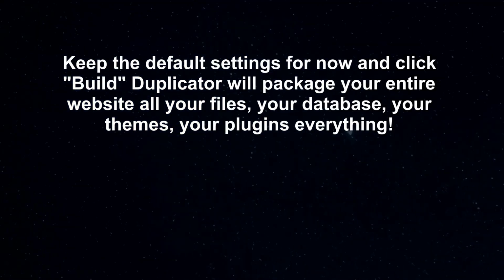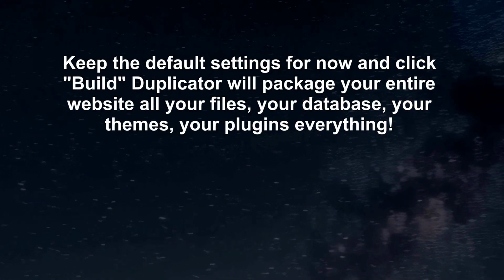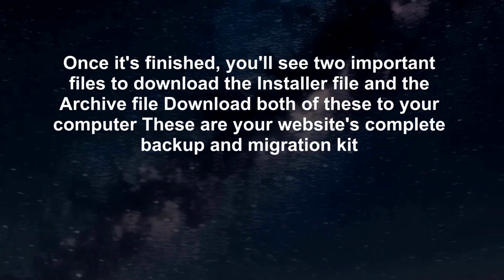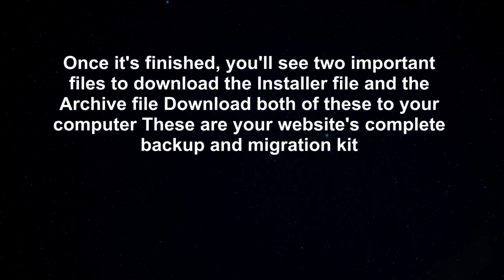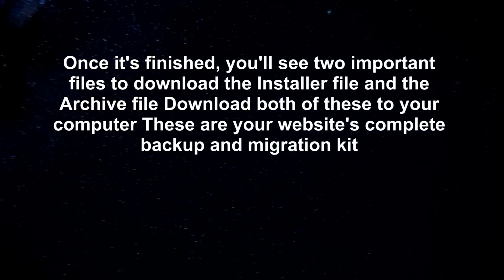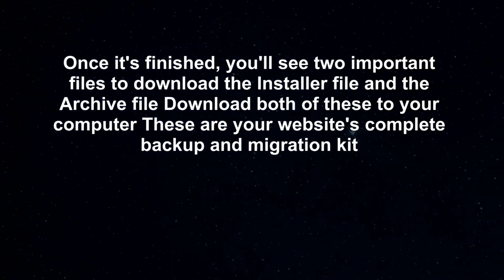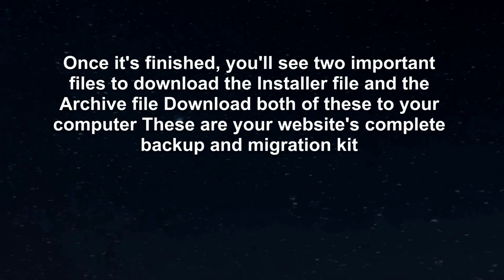Duplicator will package your entire website: all your files, your database, your themes, your plugins, everything. Once it's finished, you'll see two important files to download: the installer file and the archive file. Download both of these to your computer. These are your website's complete backup and migration kit.